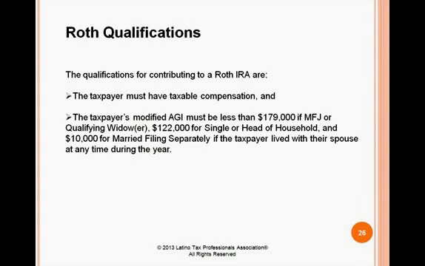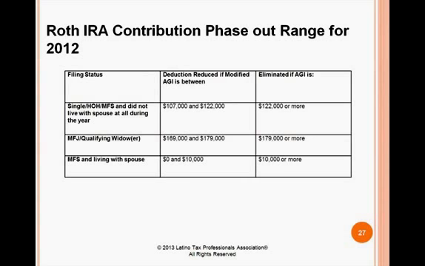Roth IRA qualifications: the taxpayer must have taxable compensation, meaning you must have earned money, and the taxpayer's modified AGI must be less than $179,000 if married filing jointly, $122,000 for single or head of household, and $10,000 for married filing separately if the taxpayer lived with their spouse at any time during the year. Obviously, this does not reduce your tax, so it doesn't affect your refund or balance due. The contribution phase-out range for 2012 is shown there based on filing status and modified AGI.